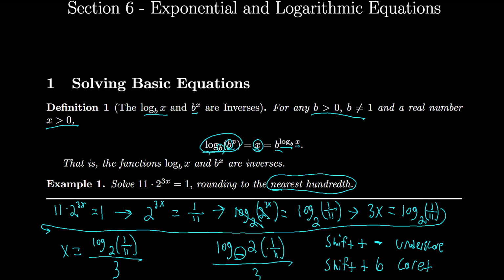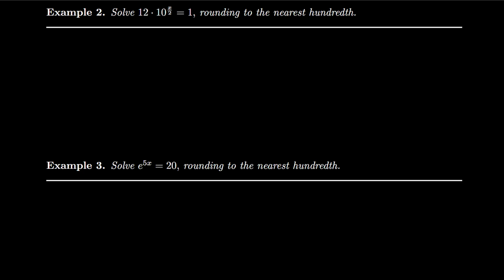So let's go on and look at a few more of these. Here's a couple more. Let's solve 12 times 10 to the x over 2 equals 1. And we're going to round this to the nearest hundredth as well. So I'm just going to write this again: 12 times 10 to the x over 2 equals 1.